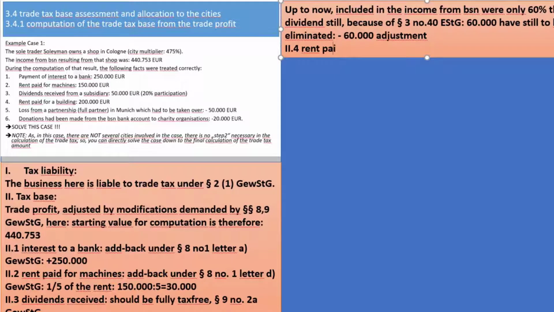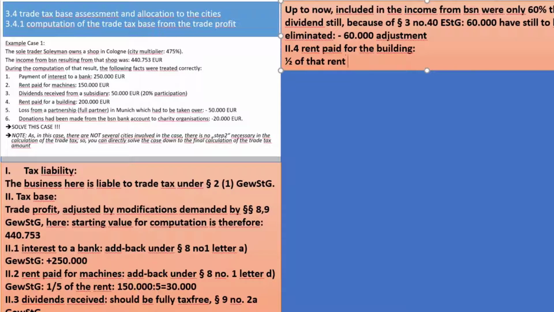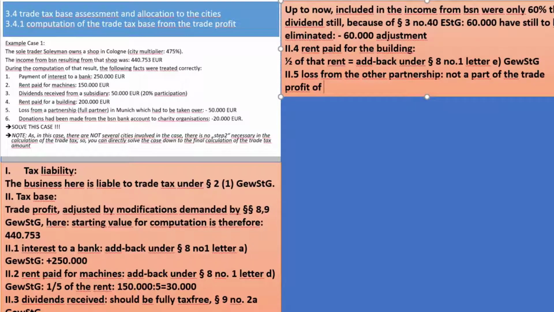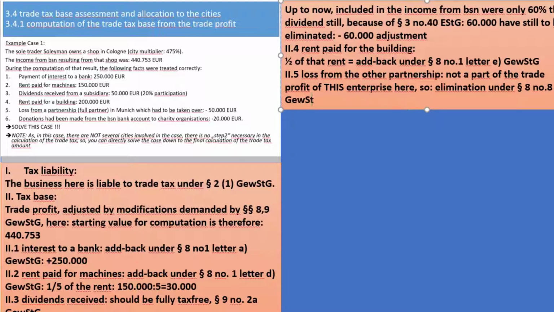2.4, the rent paid for the building. Half of that rent is an add back under paragraph 8, number 1, letter E, Gewerbesteuergesetz. 2.5, the loss from the other partnership is not a part of the trade profit of this enterprise here. So elimination under paragraph 8, number 8, Trade Tax Act. So we have to add back that loss.